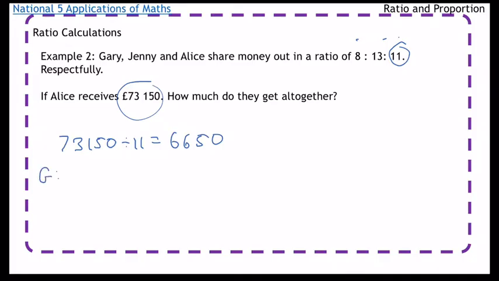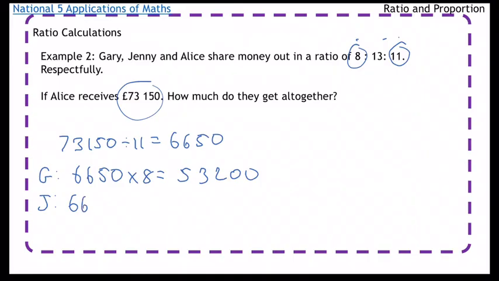So Gary has got 8 parts. So he's going to have 6,650 multiplied by 8. Okay, which gives Gary a total of 53,200. Okay. Jenny has got 13 parts. So Jenny's going to have 6,650 times 13. Okay, which gives Jenny 86,450.